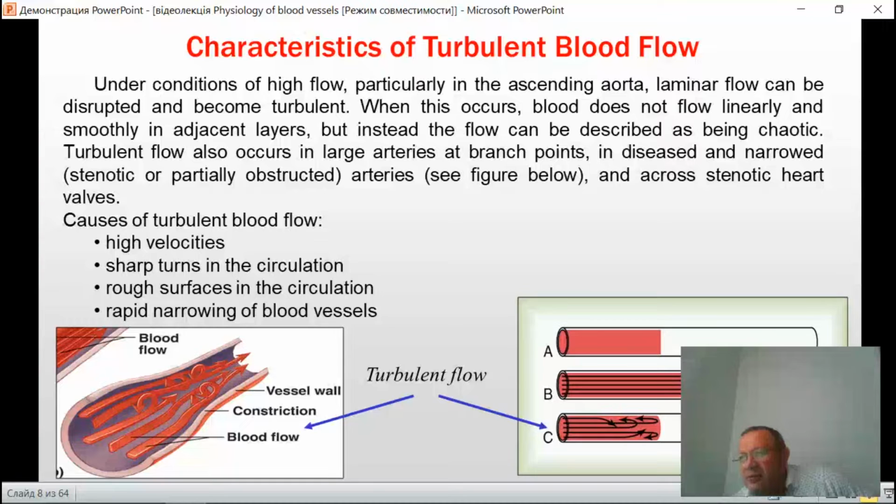Cause of turbulent blood flow: higher velocity, sharp turns in the circulation, rough surface in the circulation, and rapid narrowing of blood vessels. On the scheme, you can see turbulent blood flow. On the left pictures, you can see constriction of vessels and change of blood flow to turbulent flow.